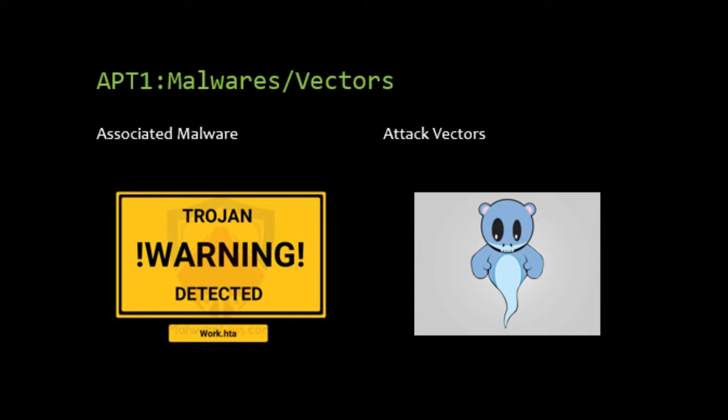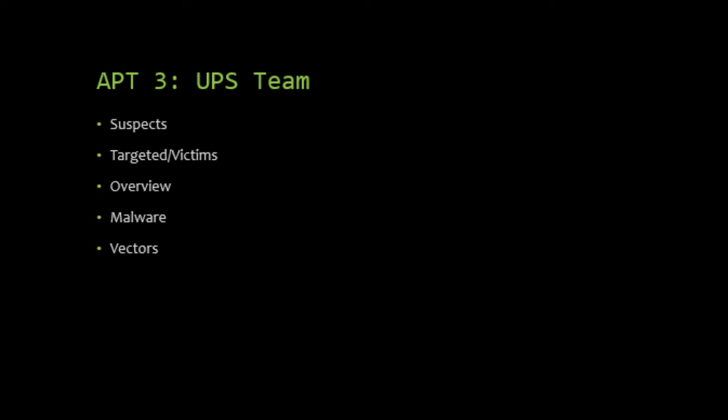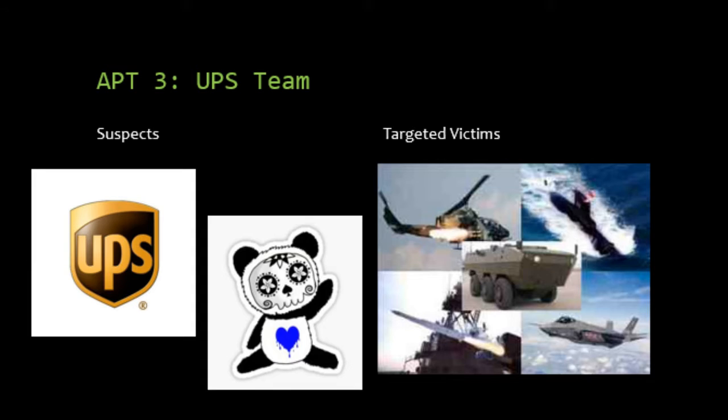The next APT I went over was the UPS Team. The reason I chose my APTs was because they all had something to do with spear phishing. It was just the different ways. This is known as the UPS Team. It's also based out of China. The suspected actor was China, and the victims were aerospace and defense, construction and engineering, high-tech, telecommunications, and transportation.